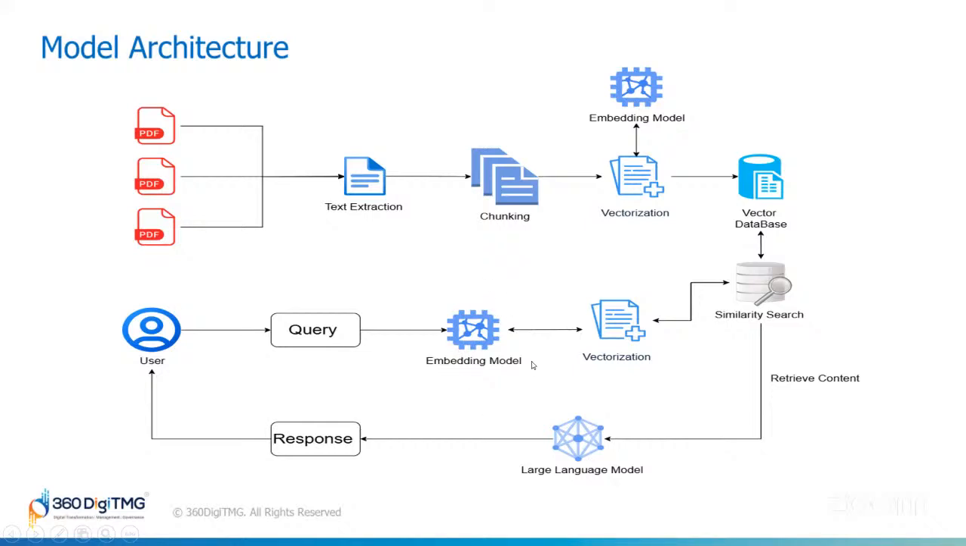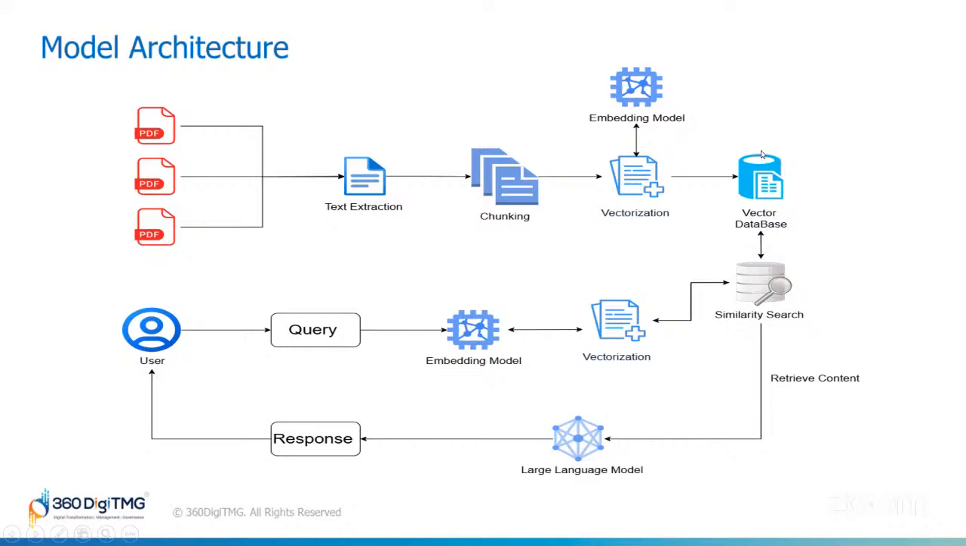So what do embedding models do? This embedding model converts that question into a vectorization. The same thing happens in the query response also. Once it's done, by using the similarity search function, this query will search within the vector database.